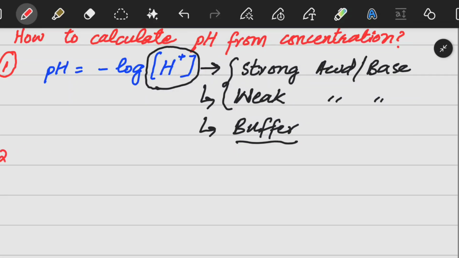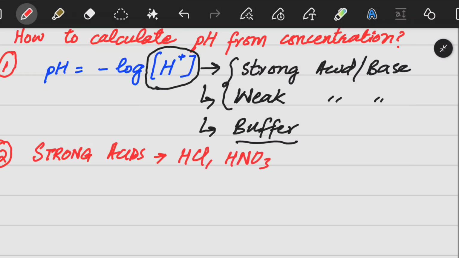Okay, so the second step, we will just look at the strong acids. Strong acids such as HCl and nitric acid have the tendency to dissociate their hydrogen ions pretty easily. So almost all the molecules present in a strong acid will dissociate hydrogen ions. That means the concentration of strong acid directly corresponds to the concentration of hydrogen ions in the solution. So let's take an example.